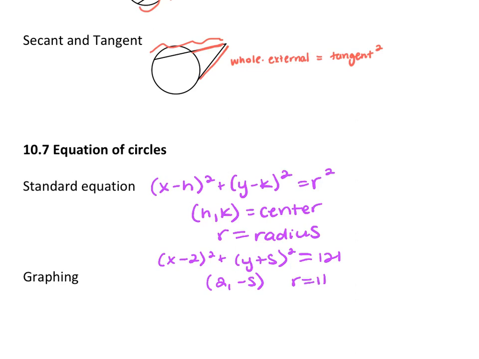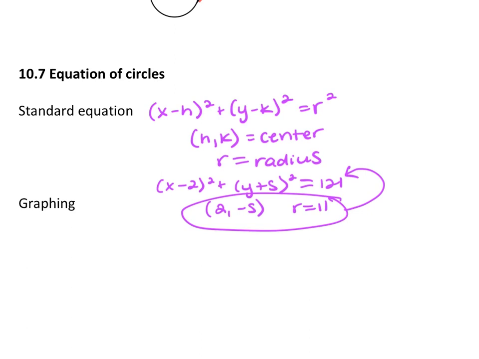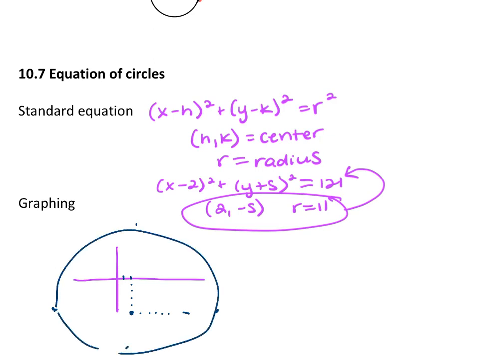Or you'll be given this information and you'll be getting the equation, or both. So you can get a question in each one. And then we did the graphing. So if you actually graphed, let's say I wanted to graph 2, negative 5, and I wanted to go 11 in each direction, and then I would connect my points to make my circle.